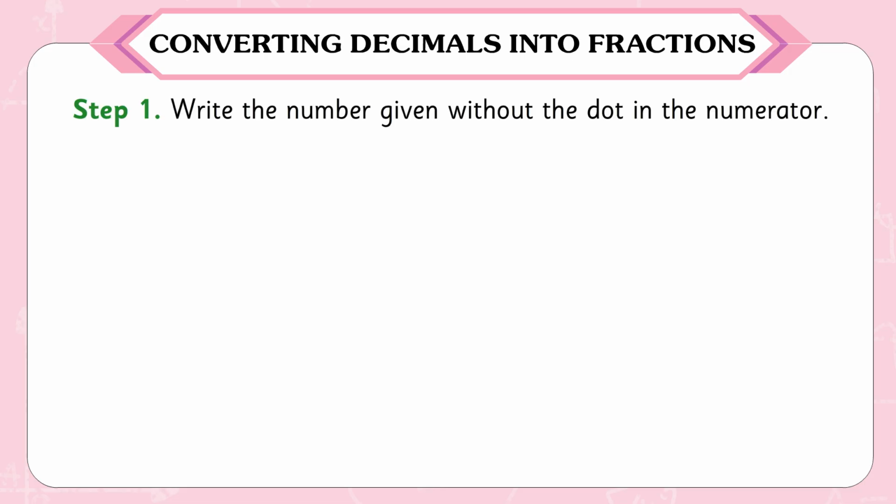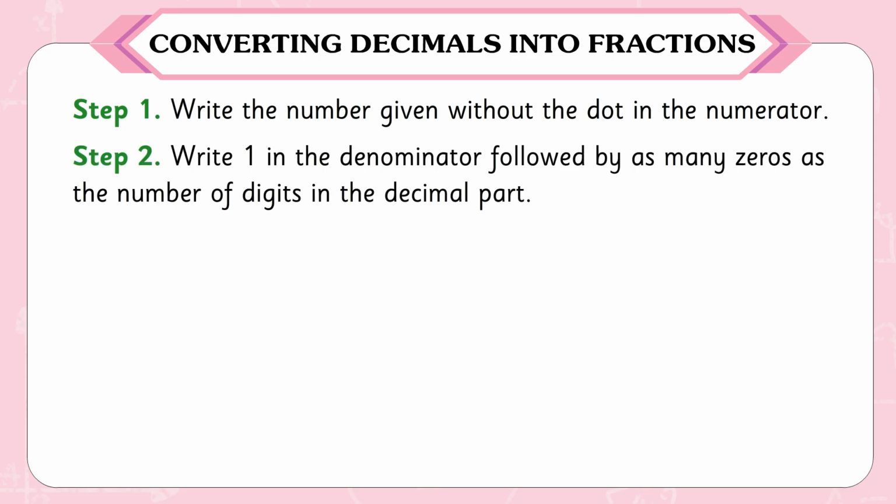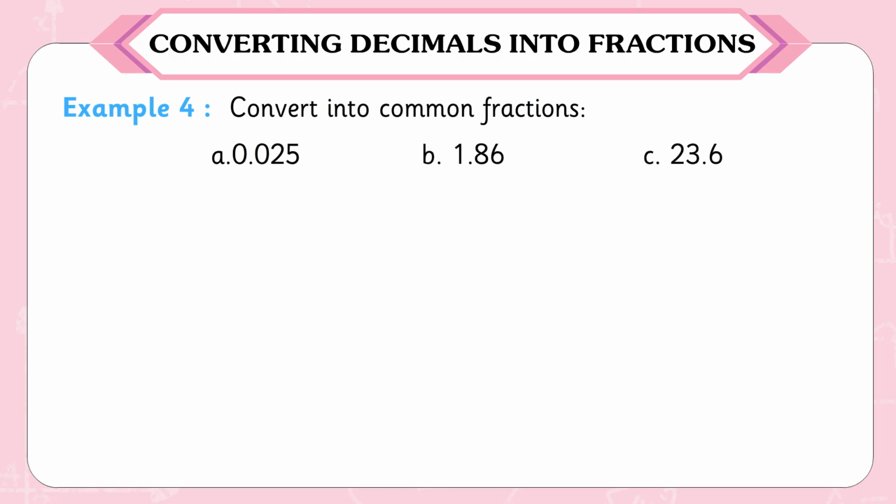Converting decimals into fractions. Step 1. Write the number given without the dot in the numerator. Step 2. Write 1 in the denominator, followed by as many zeros as the number of digits in the decimal part. Example 4. Convert into common fractions. A. 0.025, B. 1.86, C. 23.6.